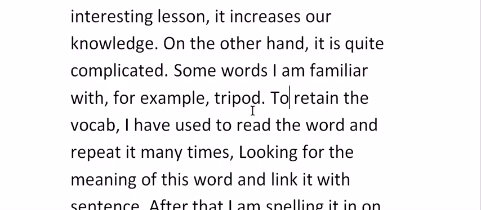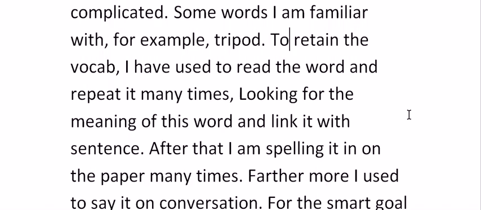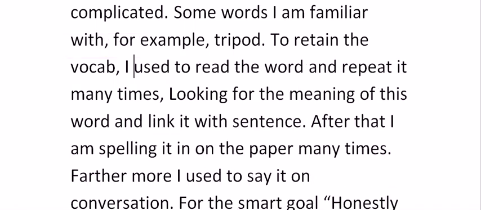"I have used to read the word." Oh, there's a few expressions that are being mixed up together. Either it's "I used to read the word," something she did in the past and no longer does, so that you certainly don't need. Let's get rid of that at least. So, I read the word and repeat it many times. But if she says, "I used to read the word," that means she doesn't do it anymore.